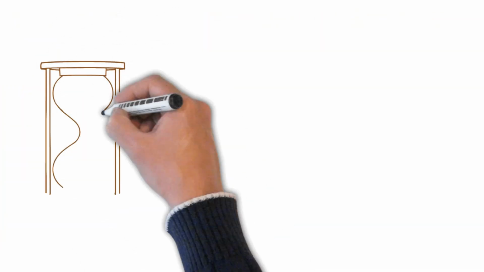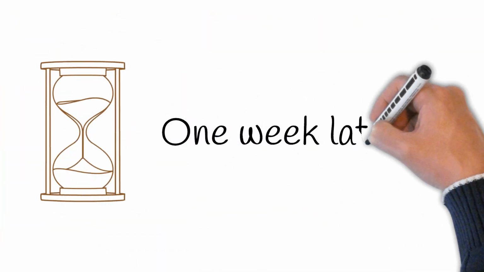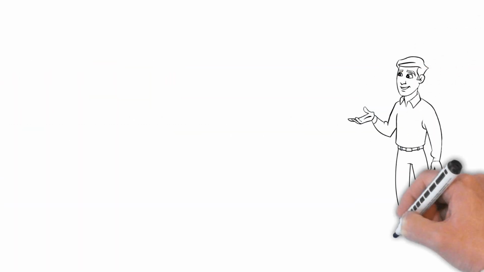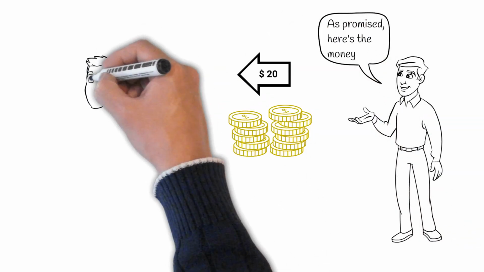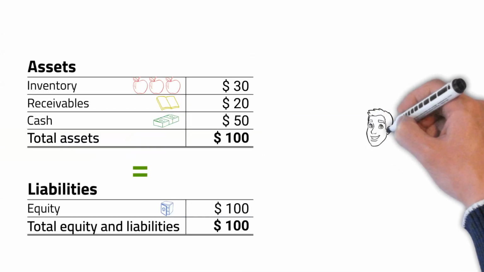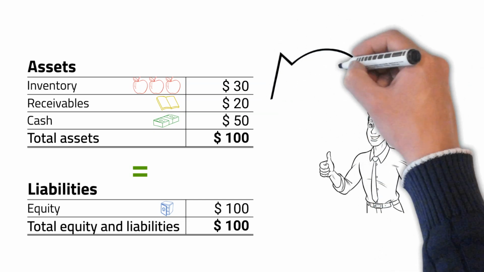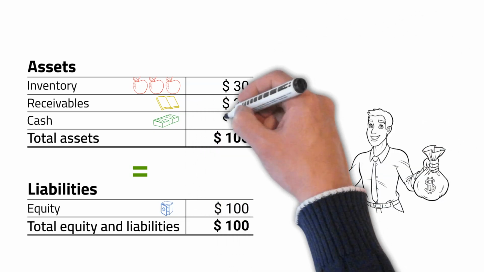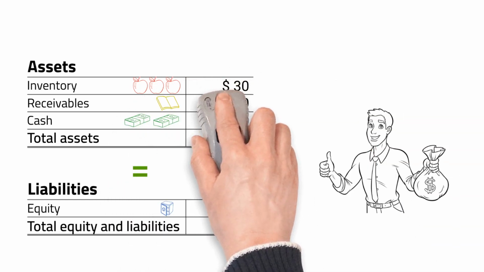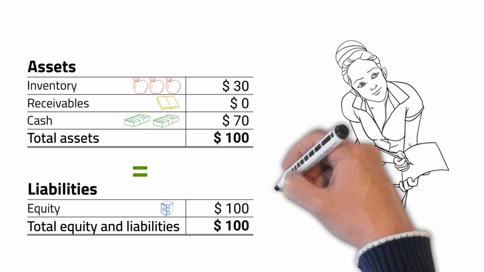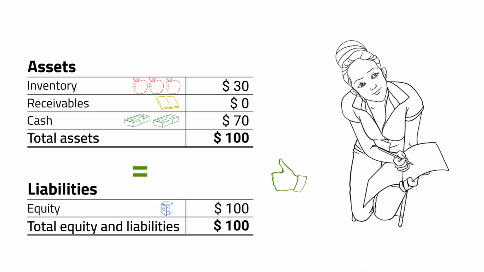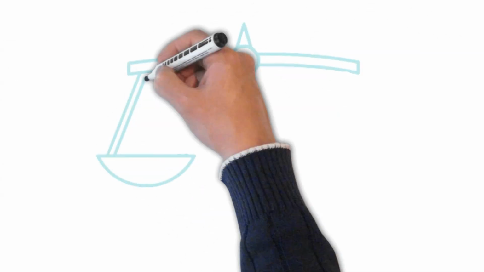In the meantime, a week passes by. The customer returns and pays us $20 he owes. Nice! We have finally received our cash. Now we put the cash on our balance sheet as an asset, where it belongs. This payment impacts the balance sheet as follows. Cash increases by $20 because the payment is received, and the receivables decrease by $20 because the customer settled his debt. Now the balance sheet shows assets $30 in inventory plus $70 in cash equals 100, equity 100. Again, it balances perfectly. This process shows how transactions flow through the balance sheet while keeping everything in equilibrium.